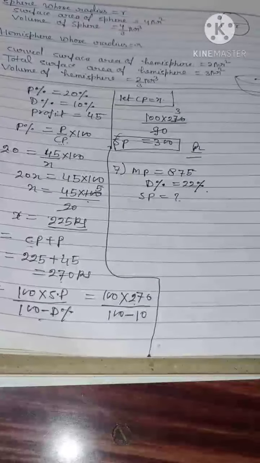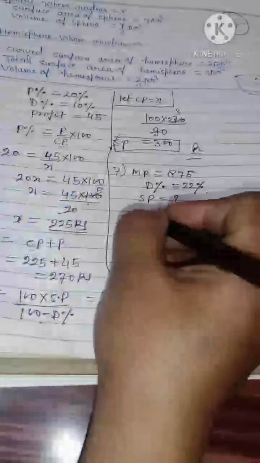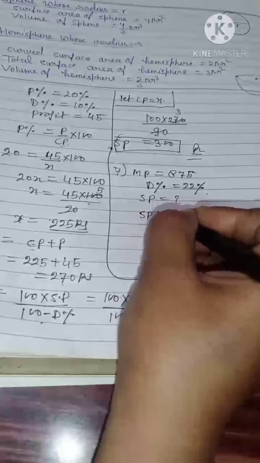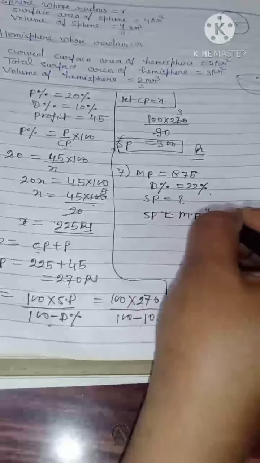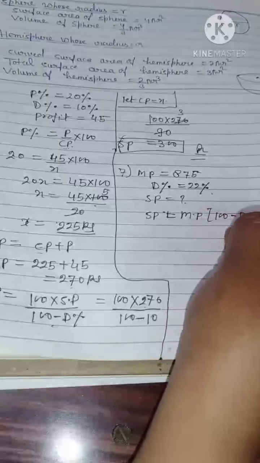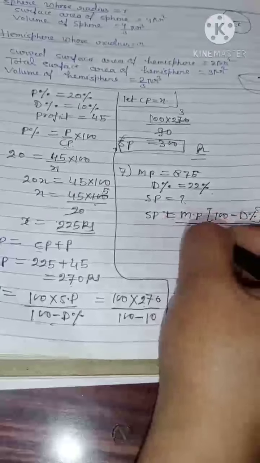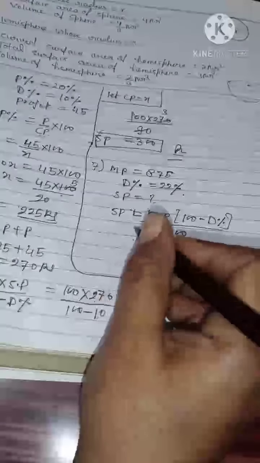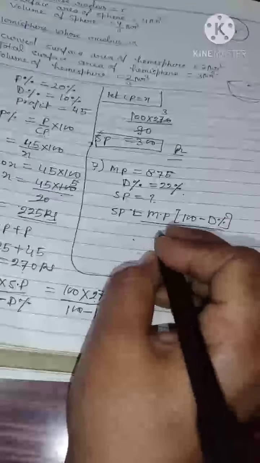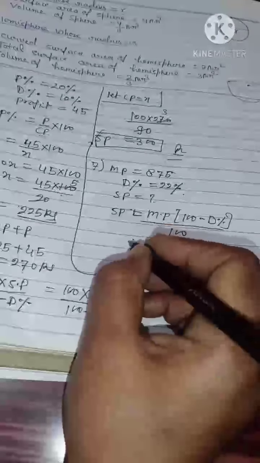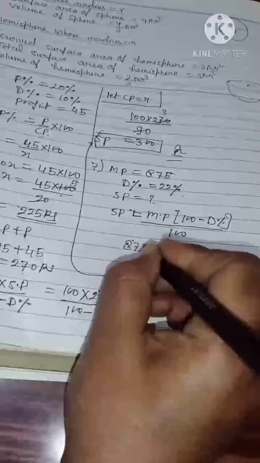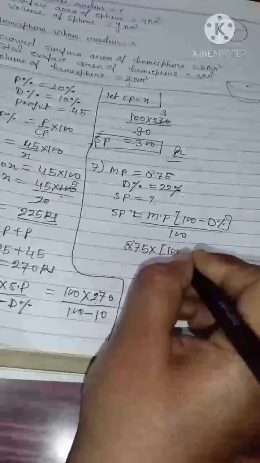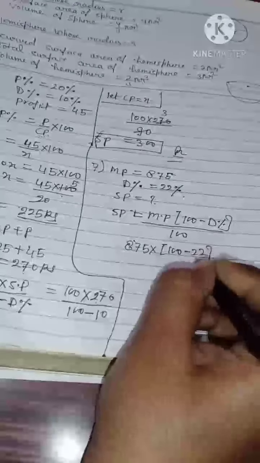So you just apply the formula of selling price for that. Selling price is equal to marked price into 100 minus discount percent upon 100. Okay, this is the formula. You have to learn. Without learning the formula you cannot solve the problems. So it will be 875 into 100 minus discount 22 upon 100.